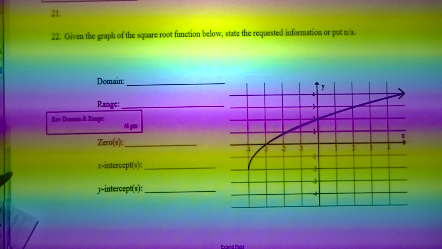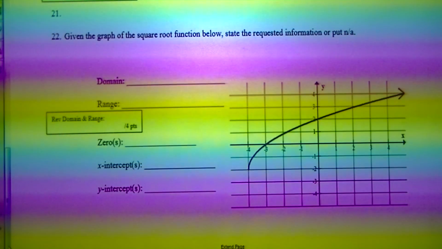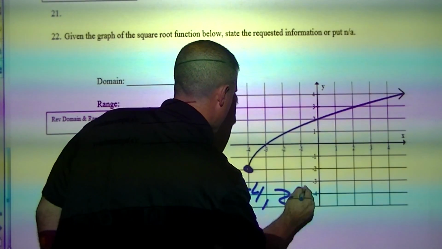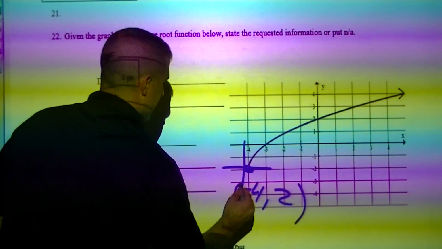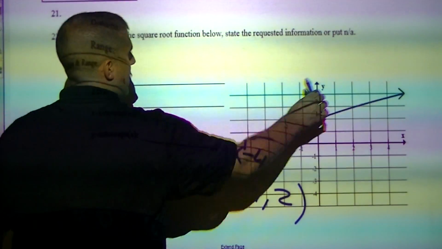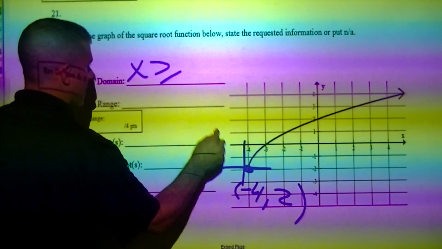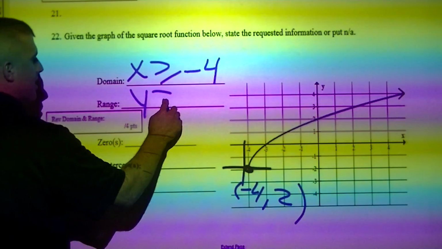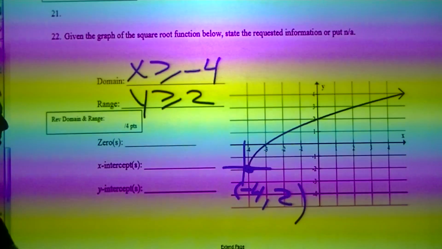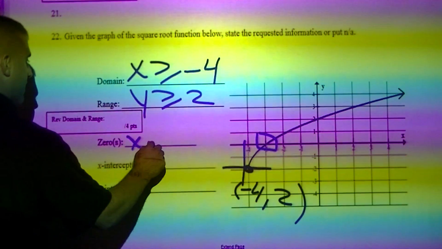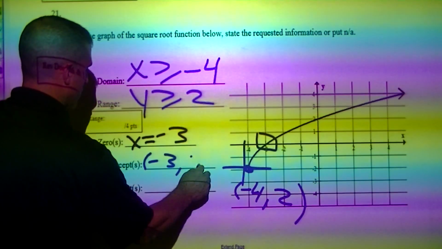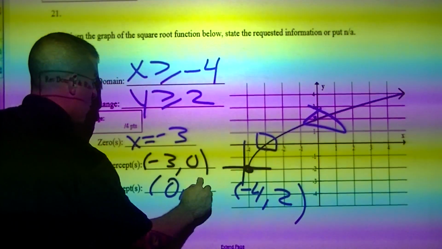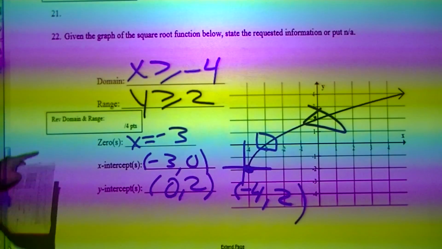Given the graph, find some of this information. This is a review problem. So what you want to do is put a point there, which is negative 4, negative 2. I put a line like this. If I look to the right, all of my graph is there, so x is greater than or equal to negative 4, that's my x coordinate. My range is everything above that point, so y is greater than or equal to 2. The zero is going to be x equals negative 3, which is negative 3, 0 as a coordinate. And my y-intercept is right here, that is going to be 0, 2. So that is the review.